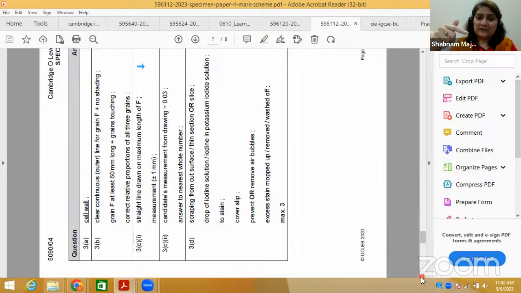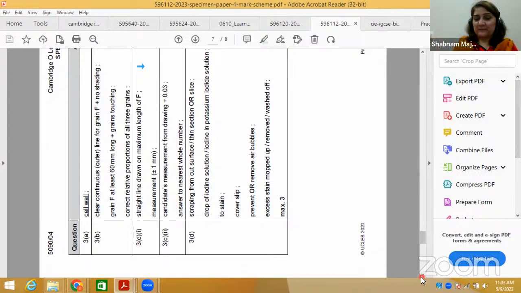और आपको ये देखना है कि scraping from cut surfaces thin. सोल्यूशन टेकन. हाँ, थिन सोल्यूशन, कट थिन, जितना अनियन है जो भी है, कट सोल्यूशन है. ड्रॉप ऑफ आयोडीन पोटेशियम आयोडाइड होता है सोल्यूशन. आयोडीन पोटेशियम आयोडाइड ऑलरेडी एक्सप्लेन, यूज स्टेन है, डाई है. मेथिलीन ब्लू यूज करते हैं एनिमल उसके लिए. फॉर मेथिलीन ब्लू वी यूज फॉर एनिमल सेल्स. कवर स्लिप होती है, यू पुट, ऑलरेडी टोल्ड यू. टू रिमूव एयर बबल, टू टिल्ट इट एट एन एंगल. और एक्सेस जो है स्टेन को आप रिमूव करते हैं, वॉश अवे. आप उसको फिल्टर पेपर से कर सकते हैं.